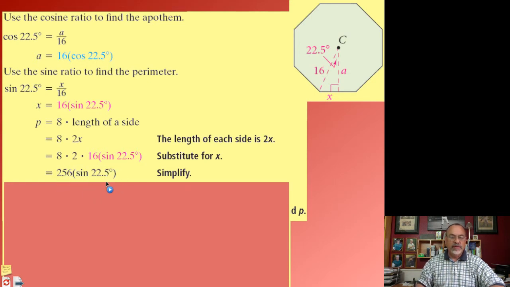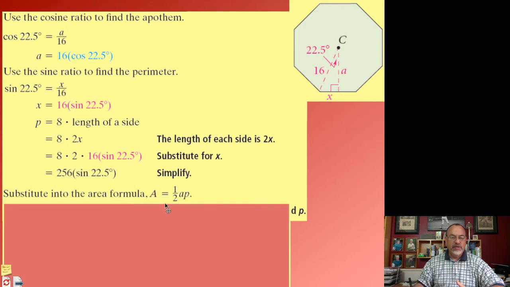That is my perimeter. Okay, and what they did here is 8 times the length of a side would give me the perimeter. The length of one side is going to be 2 x's. I determined that x was 16 times sine 22.5, so substituting that in, I get 256 sine 22.5. Now that is my perimeter, and again, that's my exact, so I'm going to leave it.